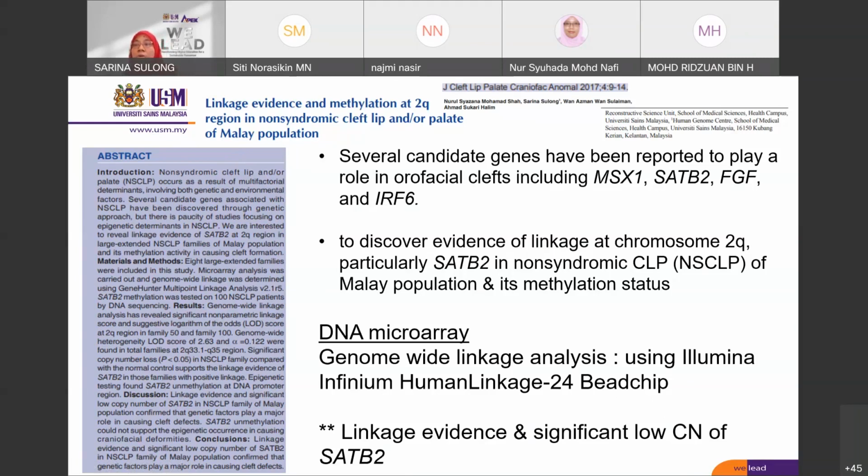And our findings show linkage evidence and significantly low copy number of the SATB2 gene in these patients, and confirm that genetic factors play a major role in causing cleft defects. We also noted that epigenetic testing found this gene was unmethylated, so it could not support epigenetic occurrence in causing craniofacial deformities.